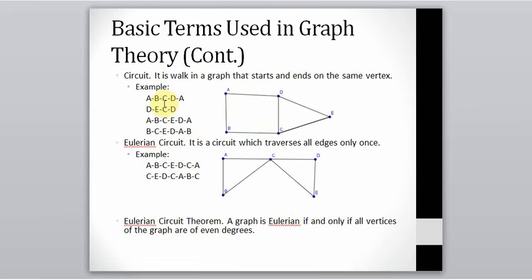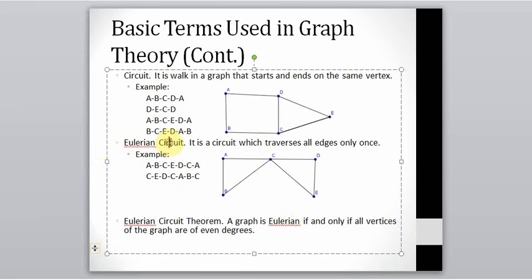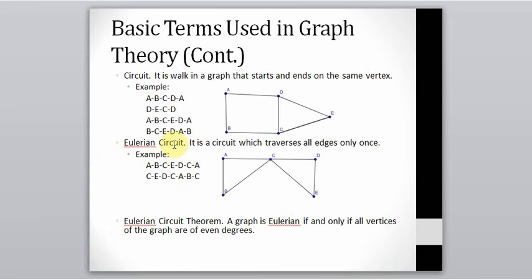These are only examples. So next is Eulerian circuit. So take note, it is a circuit, so that means you have to start and end on the same vertex that traverses all edges only once. So for Eulerian circuit, you have to start and end with the same vertex. Then you need to traverse all the edges only once. Take note of the only once, all edges.